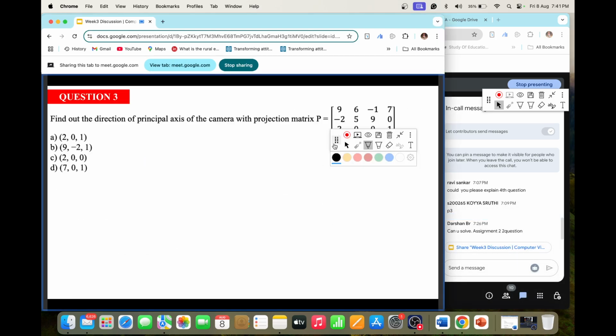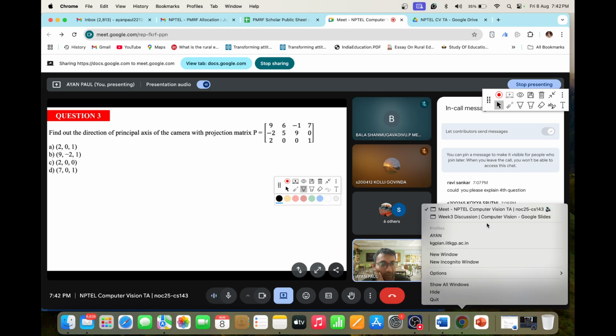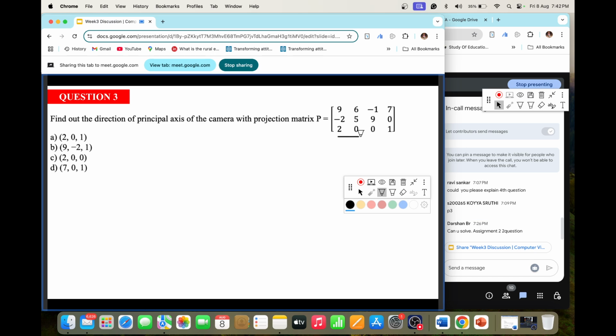Yeah, so let's move on to the next question. Find out the direction of the principal axis of the camera with projection matrix P. So can anyone tell? Direction of the principal axis. The last row of M. Yeah, last row, very good. Last row of P. So what is the last row of P? This. But this one is for scaling, so this is actually the direction, 2 0 0. So option C is your answer.